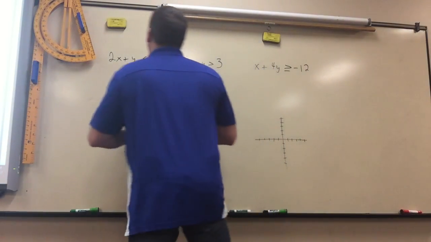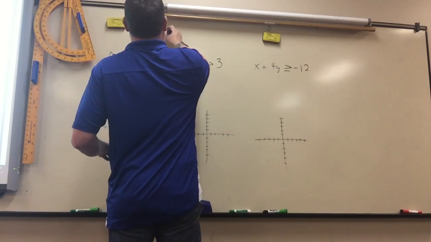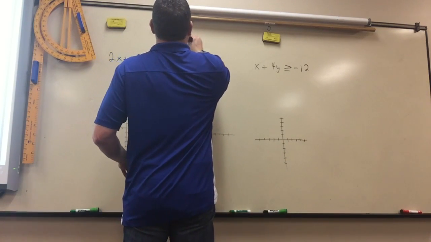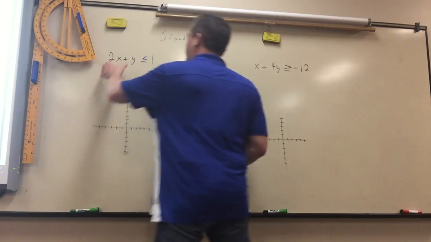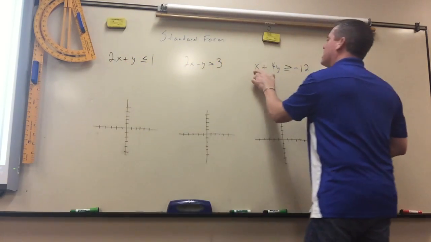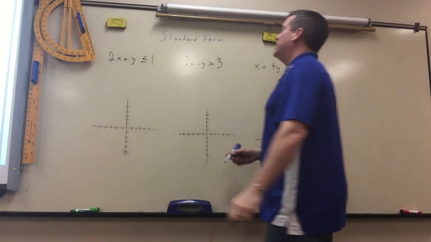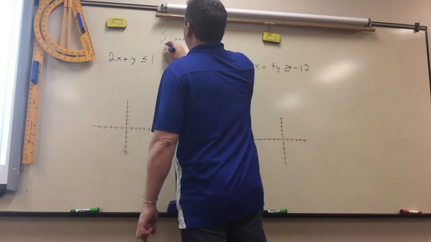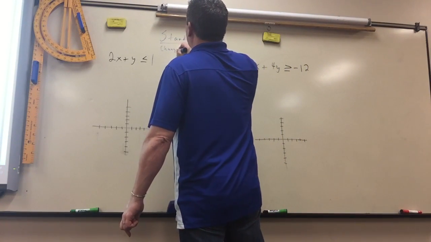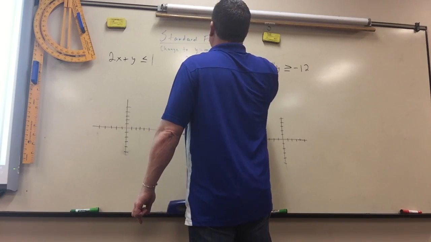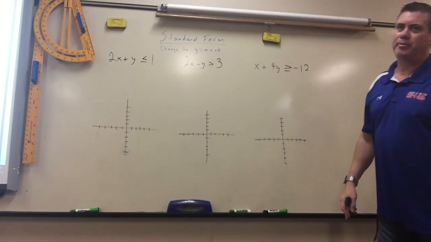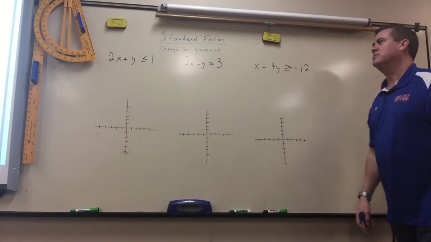Now they do have these written in standard form, and they will be in your assignment today too. Standard form is the x and y's on the same side. So what you need to do to graph is change to slope-intercept form, y equals mx plus b, which we've done the last two chapters.